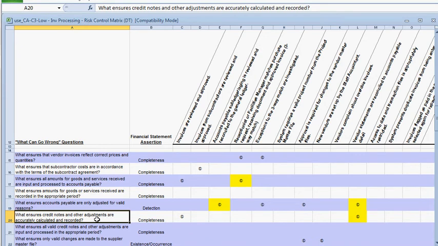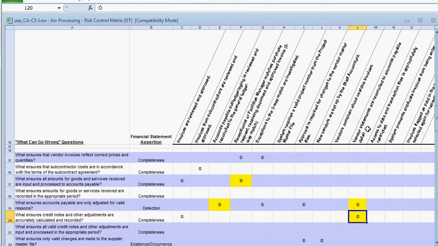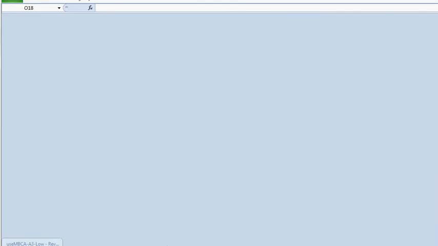So what ensures credit notes and other adjustments are accurately calculated and recorded? Credit notes could happen quite a lot depending on what area you're working in. To answer that, the vendor statements are reconciled to the accounts payable, also in quite some detail.